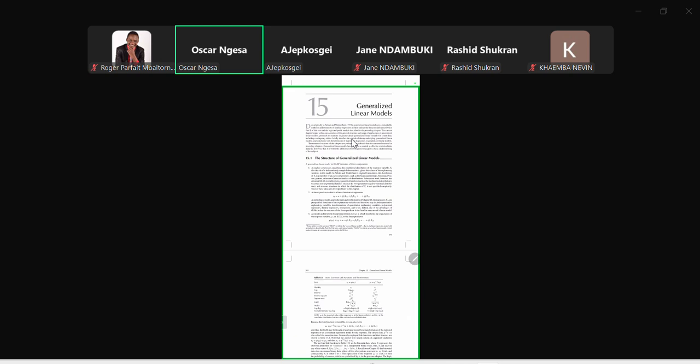Y continuous, what does this mean? It means that the dependent variable y can assume decimal values, that when you record it, you can have decimal points. That's what we mean by continuous.